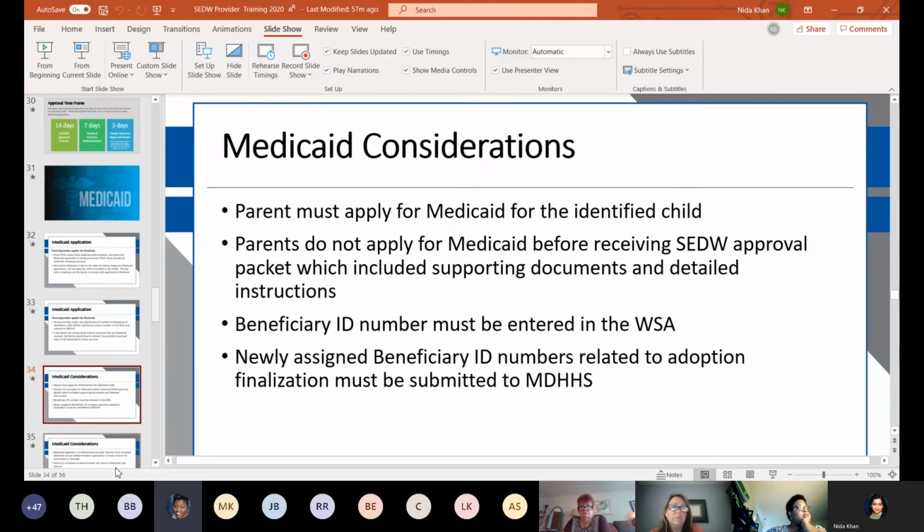The last thing on here, which I want to point out, is Medicaid numbers related to adoption. Occasionally, we have kids who are adopted while on the SED waiver, and when a child is adopted, they will be assigned a new Medicaid number regardless of whether or not their name changed. So it's important that the wraparound facilitator obtains that newly assigned beneficiary ID from the adoptive family and provides that to Marissa to be entered in the WSA in a timely manner.